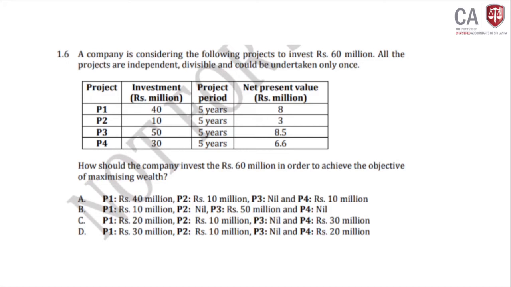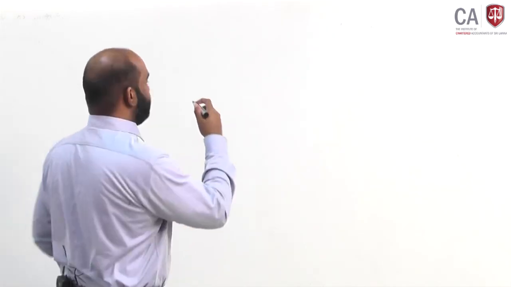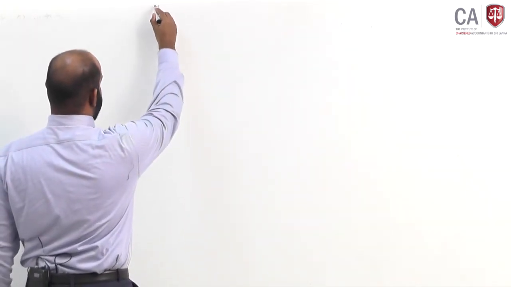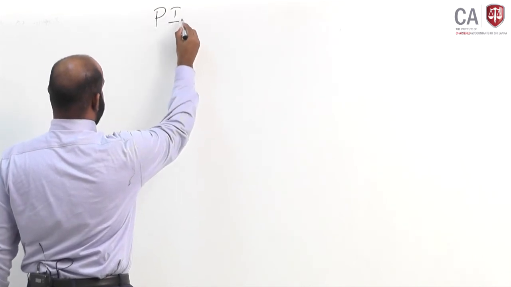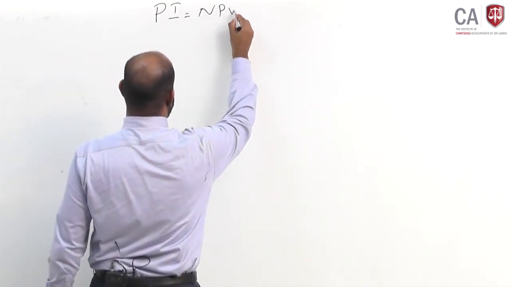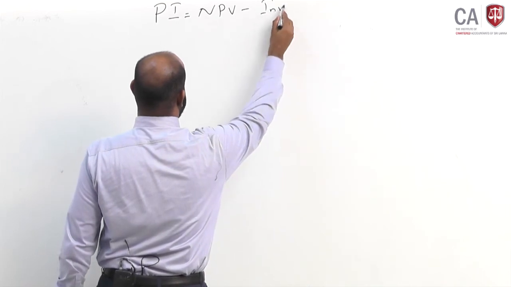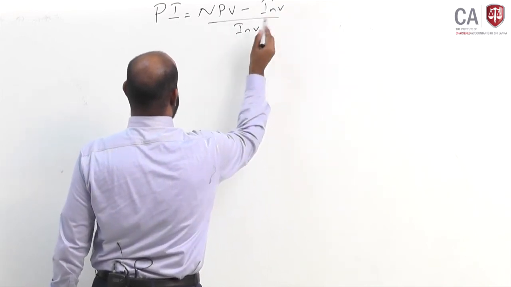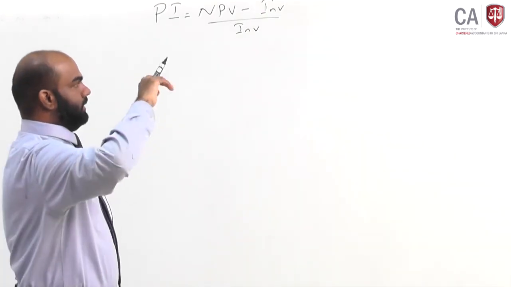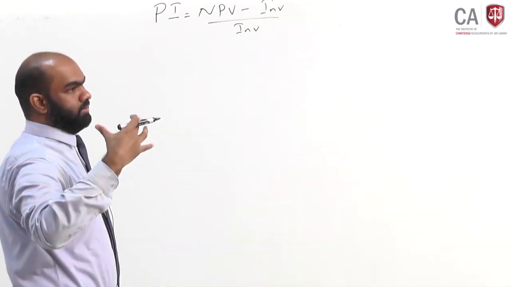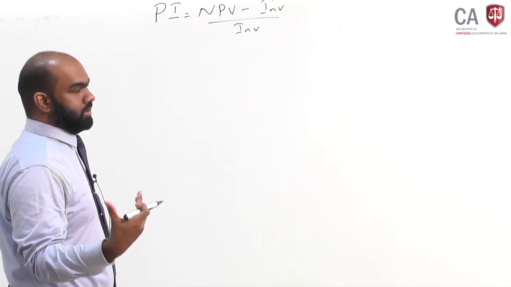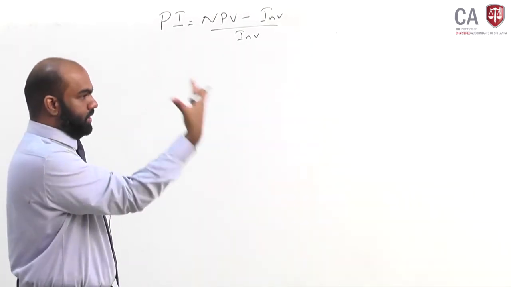Since you can do that, you can use the profitability index. So therefore, we'll have to calculate the profitability index. Let me write that here: P1, P2, P3, P4. Let me call it PI. How do you calculate that? Your NPV minus the investment, divided by investment. You can use this whole formula if you are asked in a written question where you have to show the workings in the exam.